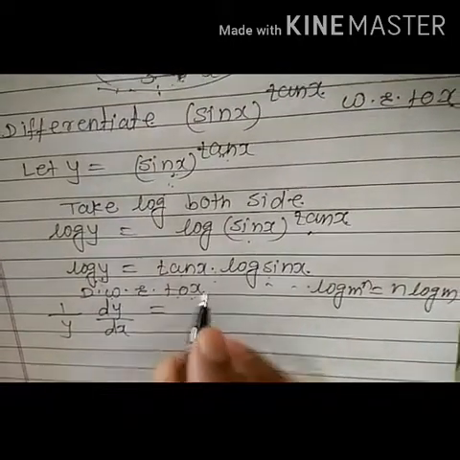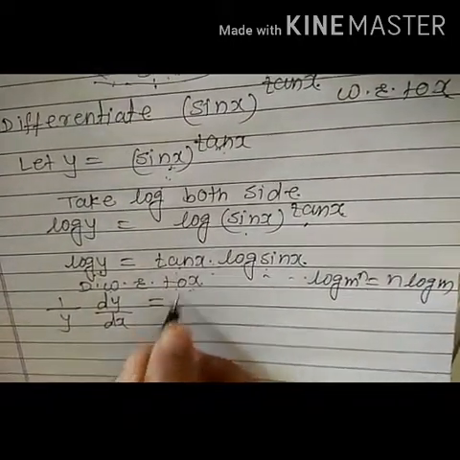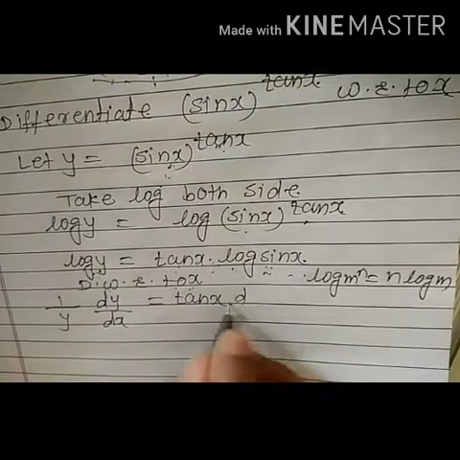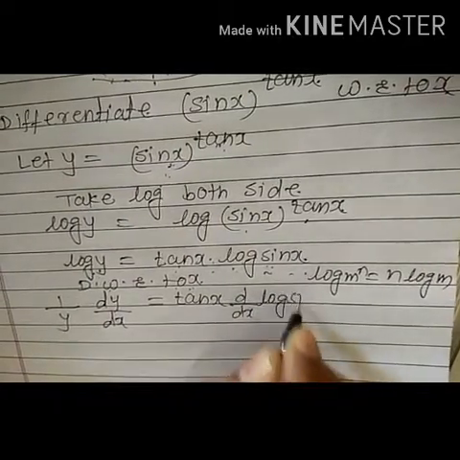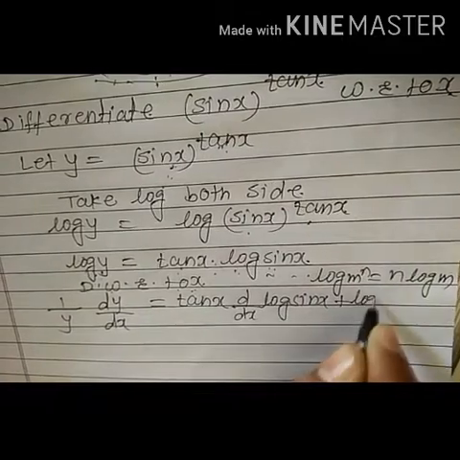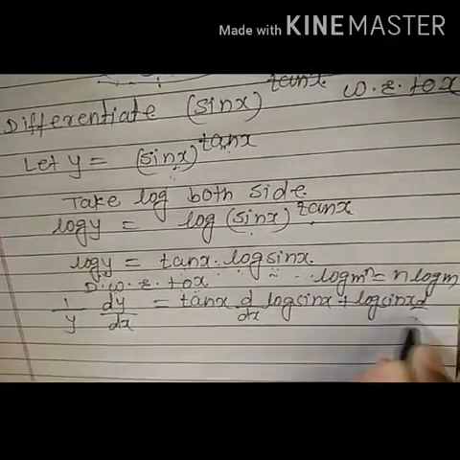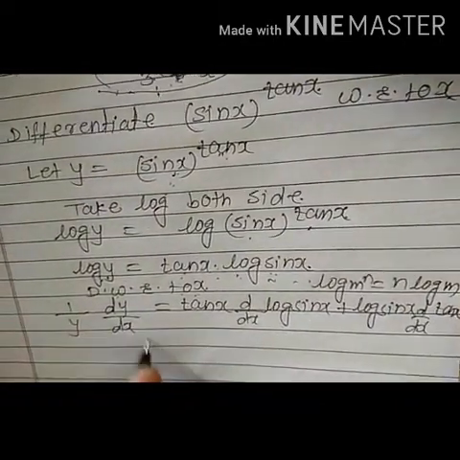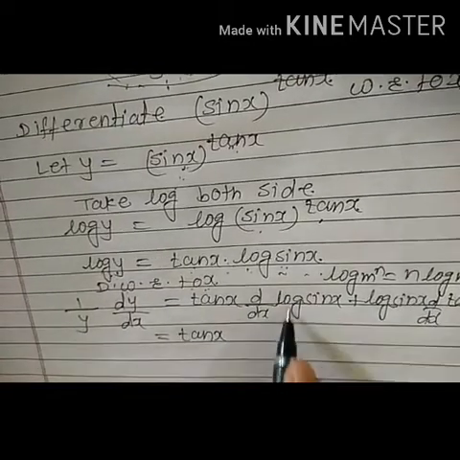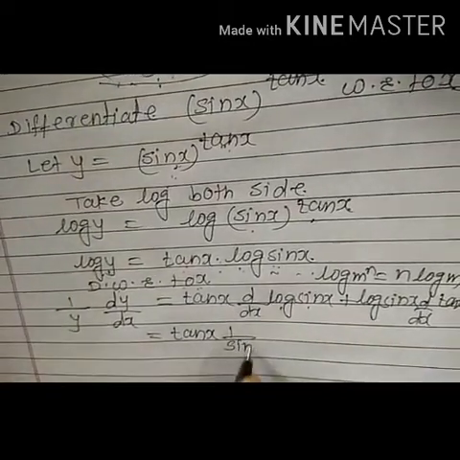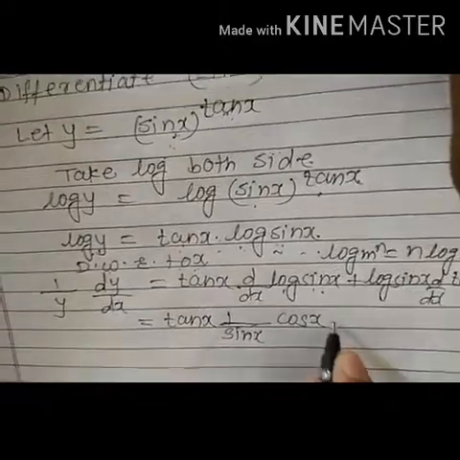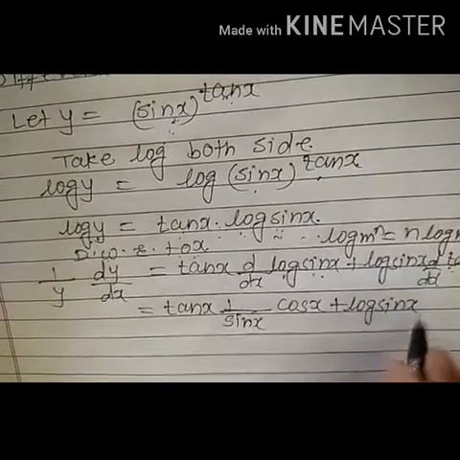Then using which rule? Yes, u into v. U means tan x as it is, v means the derivative of log of sin x. Plus log of sin x as it is, and the derivative of tan x. Now tan x as it is. The derivative of log of sin x means 1 by sin x, again implicit form, and the derivative of sin x is cos x. Plus log of sin x as it is, and the derivative of tan x is sec square x.